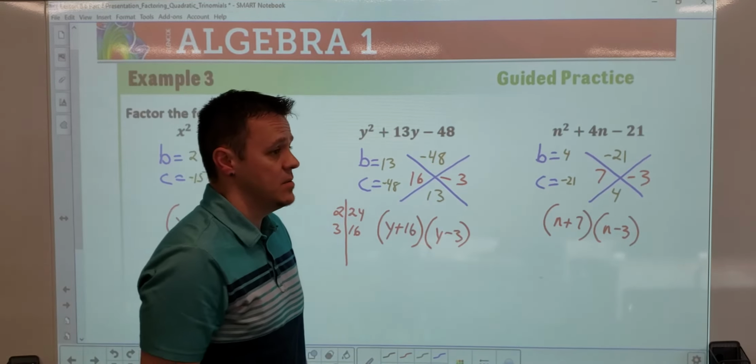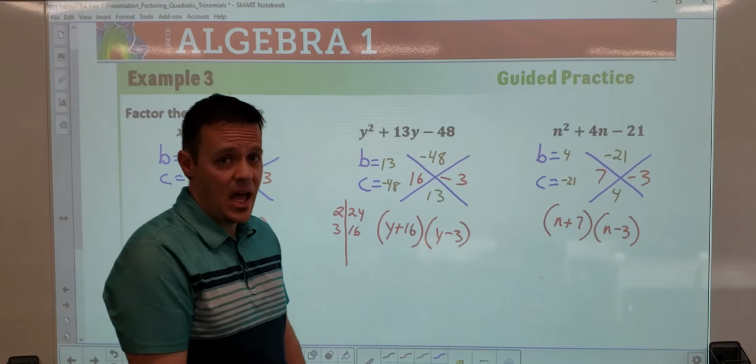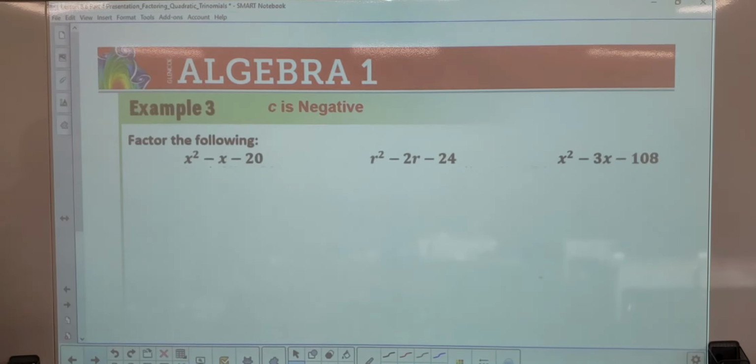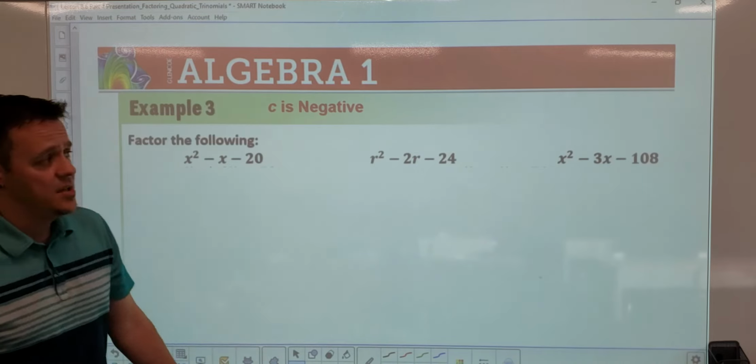Hopefully you guys know your times tables. When you get into Alex and the homework, you're going to be dealing a lot exclusively with this. Please make sure you guys can solve these out. All right, last ones. Negative and a negative.